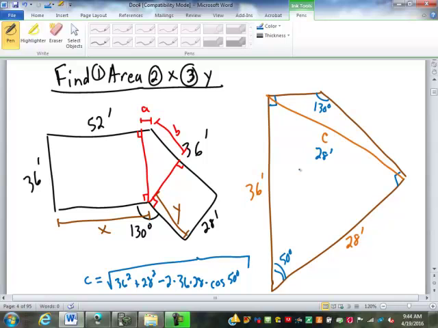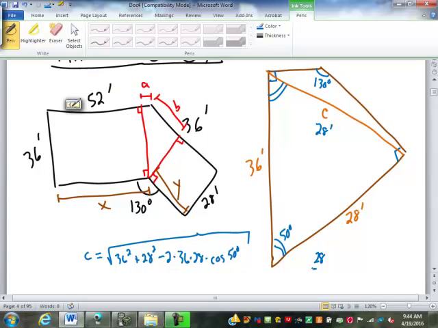Now what? Law of sines is going to tell us that this angle here, if I have 28 over the sine of 50 degrees equals 28 over the sine of that angle, guess what? This is 50 degrees. We have to do an inverse sine, right? 80. Because they have to add up to 180. Right?